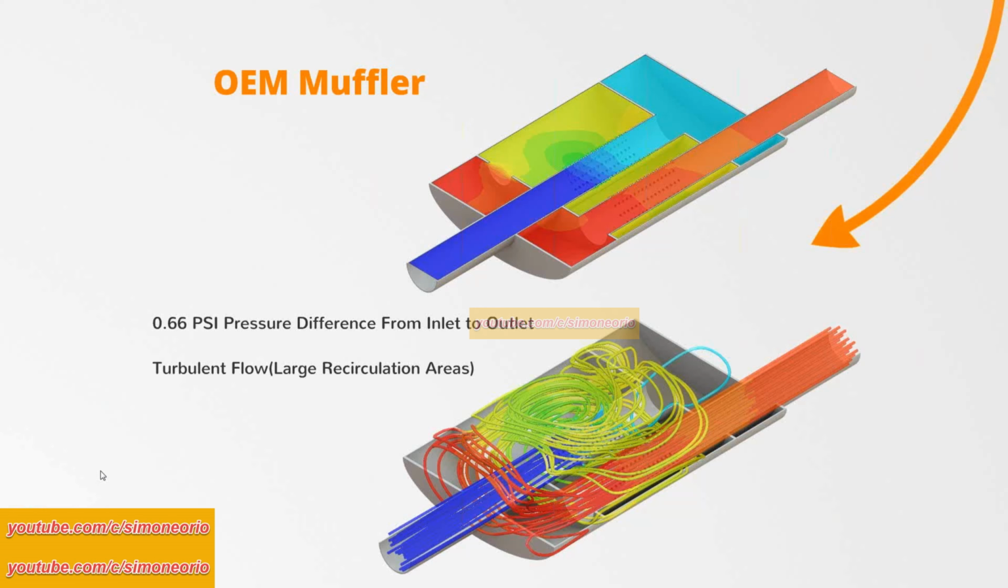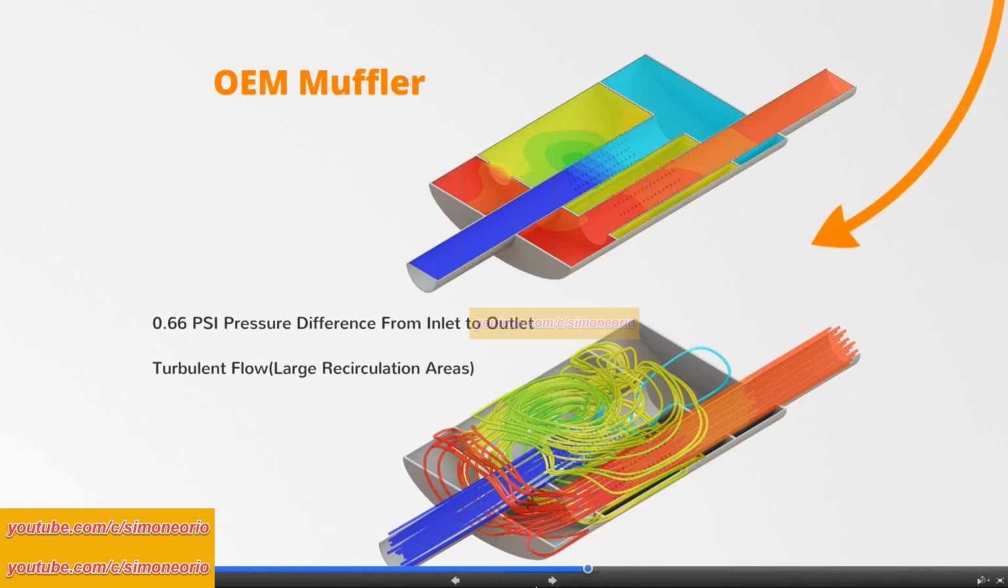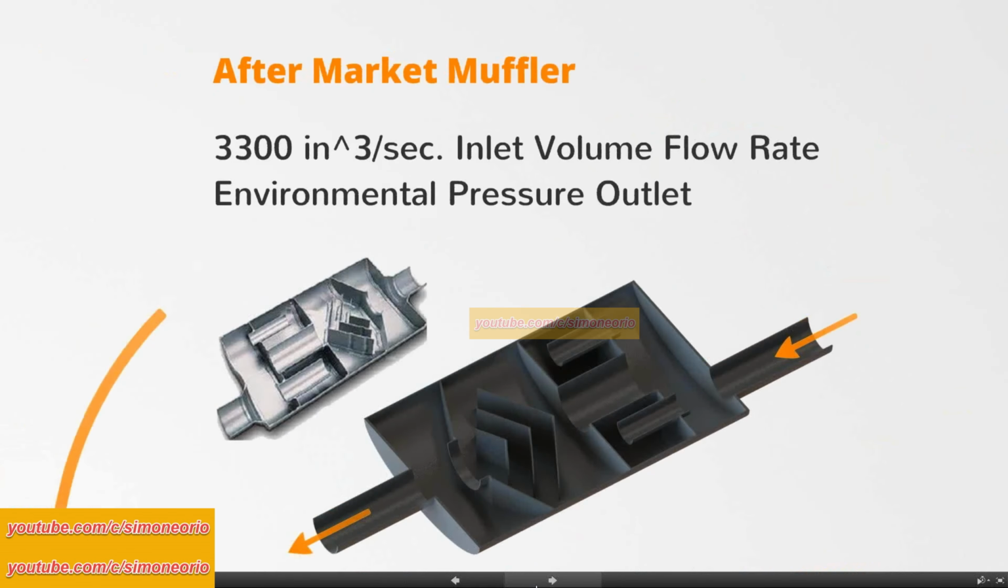We actually want to reduce that. Reducing that is indicating to me that the flow is moving through a lot better. We're seeing these large areas of recirculation from the inlet to the outlet, so we want to eliminate those as well. To do that, we're going to look at an aftermarket muffler, and this is actually a Flowmaster muffler.